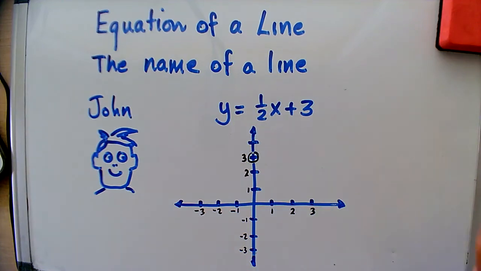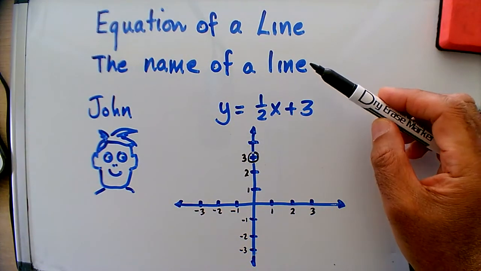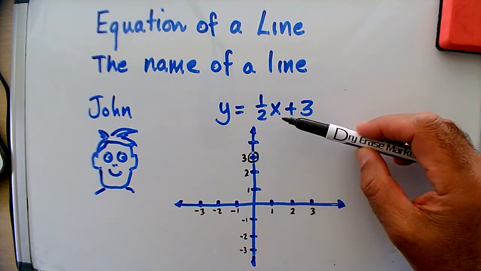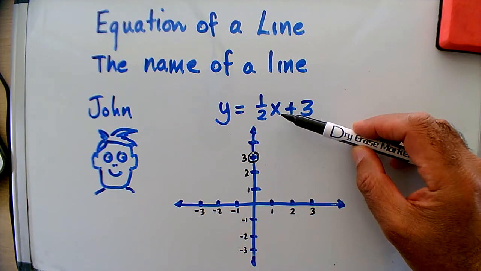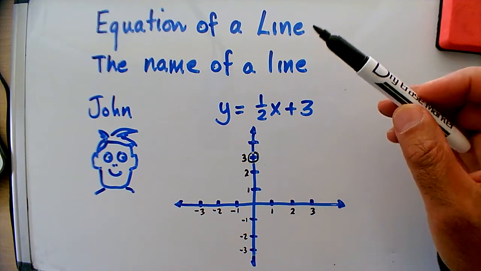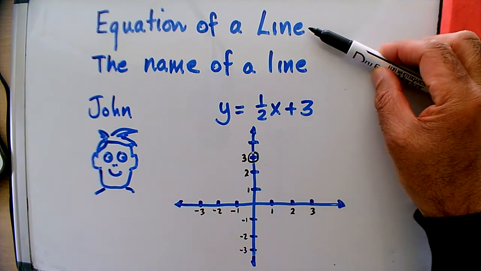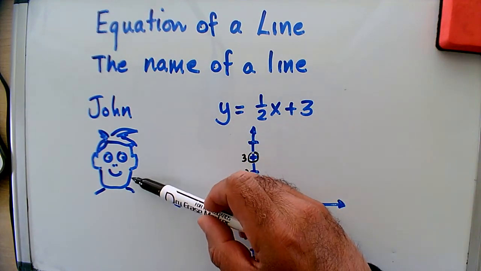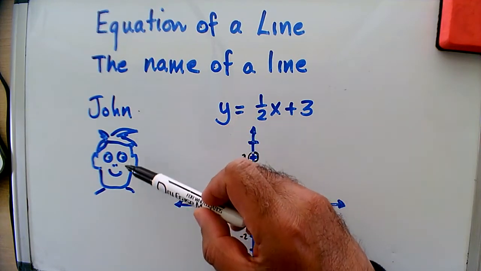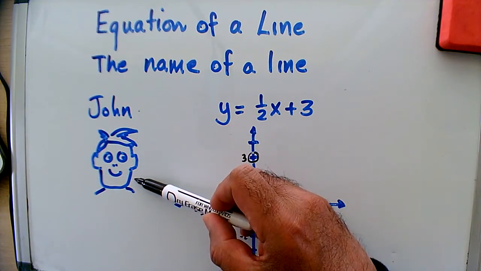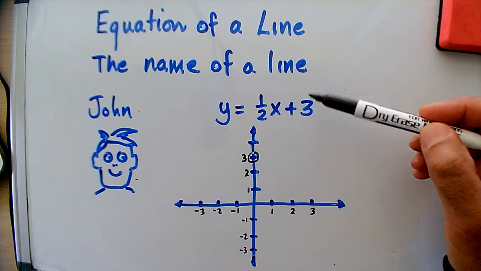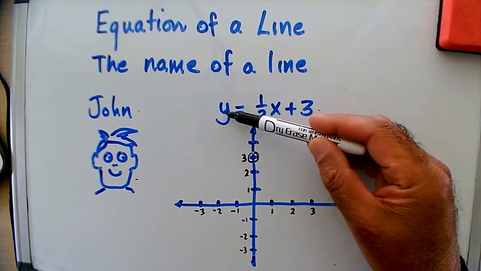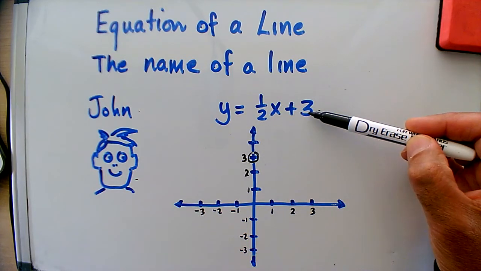In this video I want to show you how to draw a line given the equation of that line. In a previous video I explained to you that the equation of a line means the name of the line. Just as people have names, and once you know the name you can associate a picture to that name or what that person looks like. In the same way, the name of this particular line is y is equal to a half x plus 3.